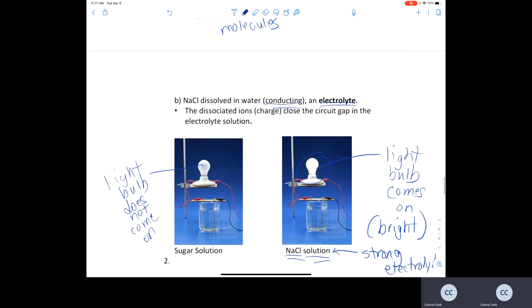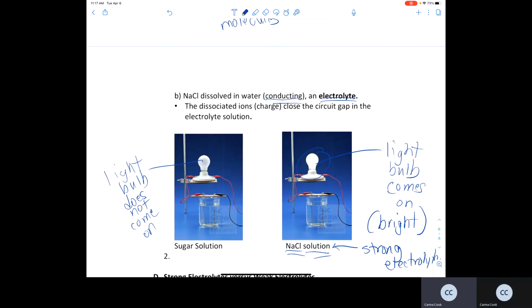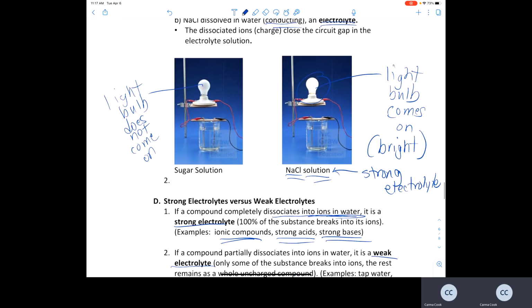So if we had another picture here where the NaCl solution was replaced with tap water, then the light would still come on, but it wouldn't shine as bright. It would be a very, very faint light that would appear. Whereas with a strong electrolyte, the light bulb comes on, it's very bright. But with a weak electrolyte like tap water, the light would come on, but it wouldn't be as bright.